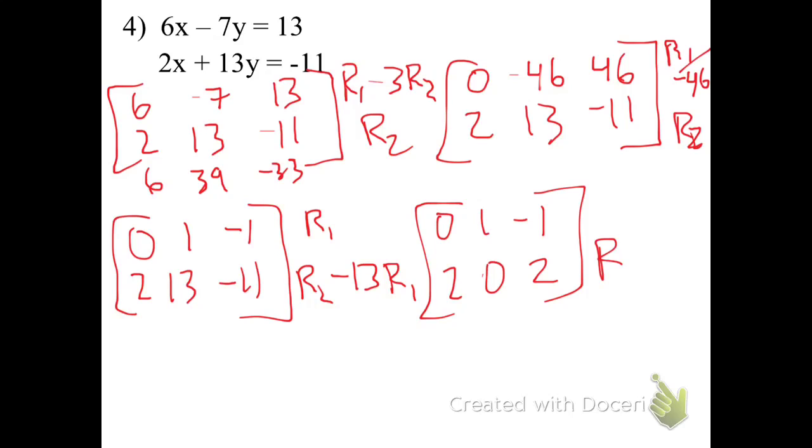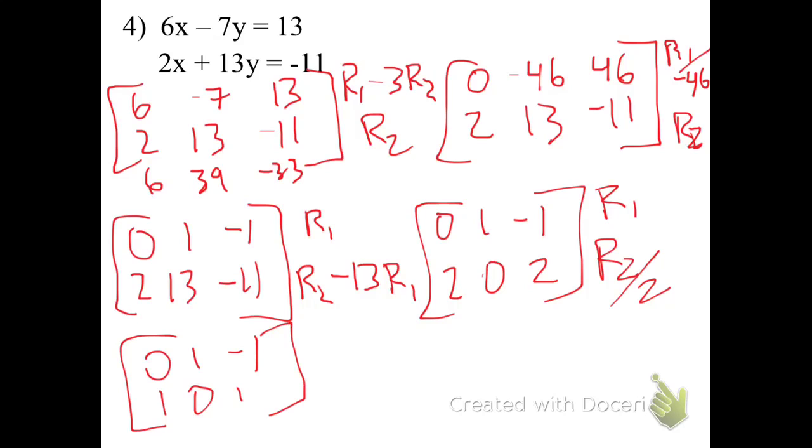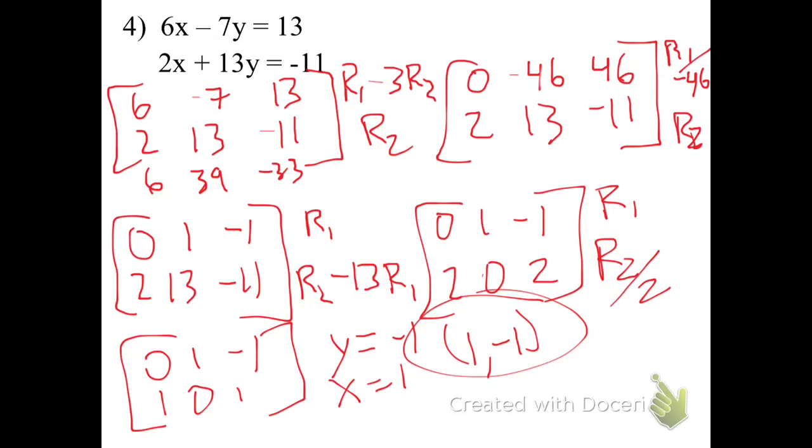And now we're going to take row 2 and just divide the whole thing by 2 because we want to get there to be 1s. And we're going to leave row 1 the way it is. You get 0, 1, -1, I mean, not 2. Sorry. 1, 0, 1. From this matrix, we glean that y is -1 and x is 1. So you get the point 1, -1, and 4 is done.